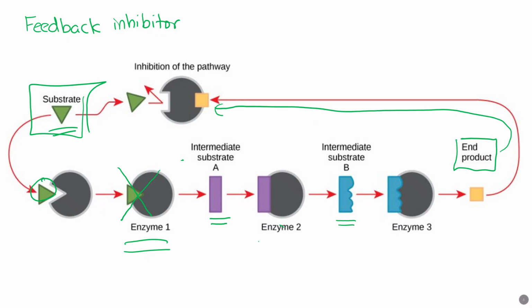We could also ask what happens if the end product inhibits enzyme 3. Well, everything would work up until that substrate B is trying to be catalyzed to that end product, and so there's a buildup of substrate B. So that's the concept of the feedback inhibitor. The end product will inhibit an enzyme earlier on in the pathway, stopping the production of the product.